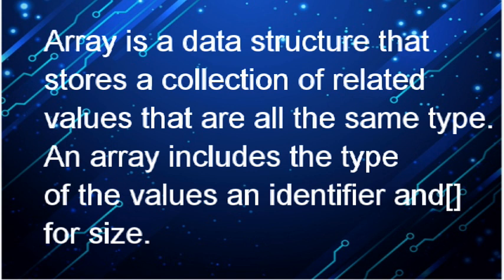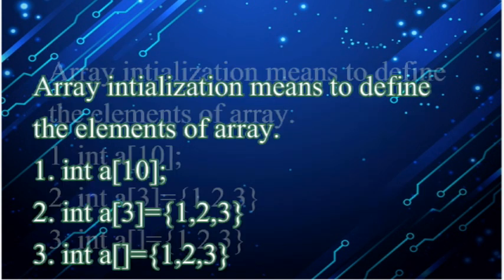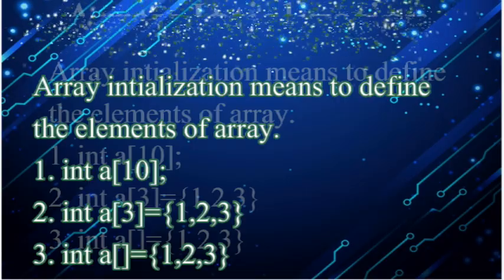Now that we have talked about arrays, we should know the initialization ways. An array can be initialized in many ways. The number one way is that we just define the data type, the array name, and then the size of it. That is the first way of initialization.